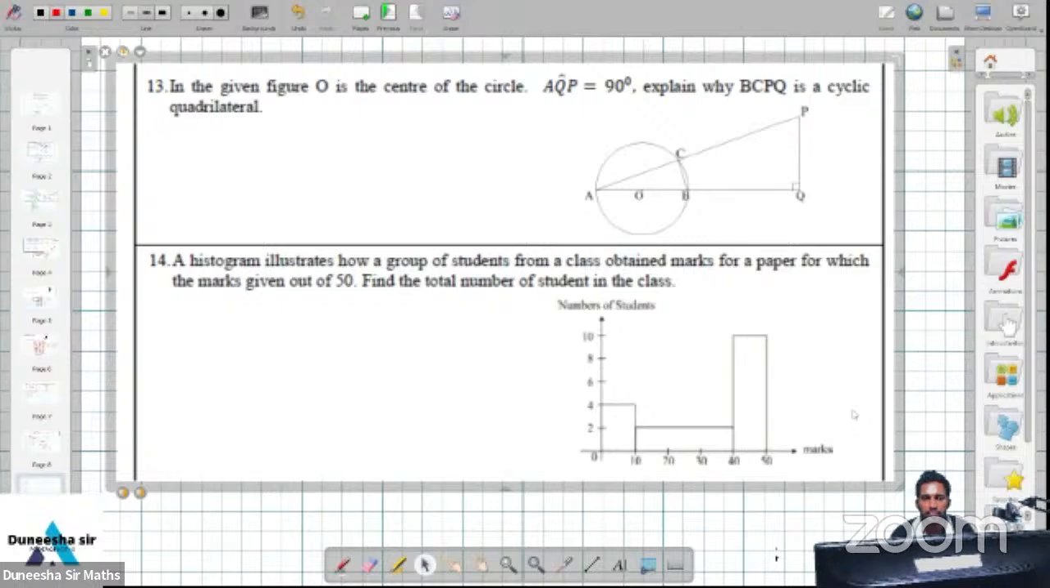In the given figure, O is the center of the circle. AQP is 90 degree. Explain why BCPQ is a cyclic quadrilateral. Okay.